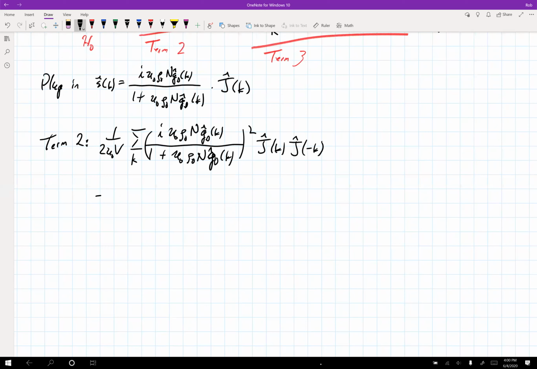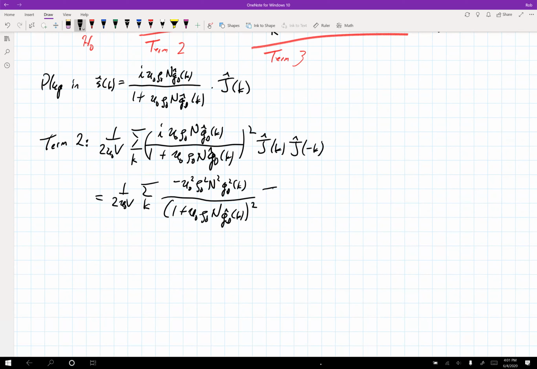All right, so then this term just simply becomes 1 over 2 u0 v sum over k, and the i's give us a minus sign, and then we just have kind of the usual form: rho naught squared, n squared, Debye squared of k, and then the whole denominator squared, 1 plus u naught rho naught n g hat d of k, all squared. Then j hat of k, j hat of minus k.